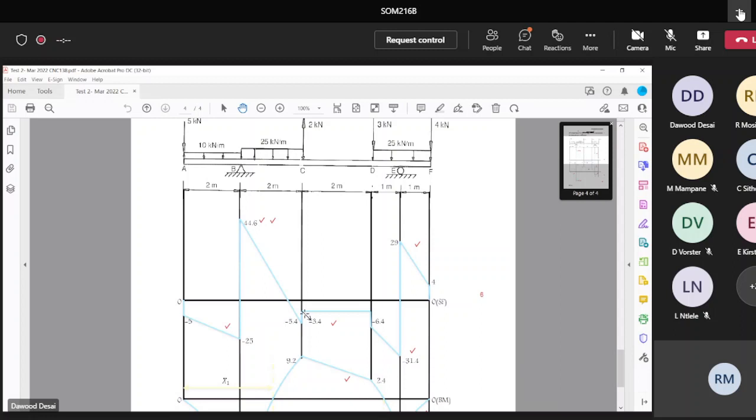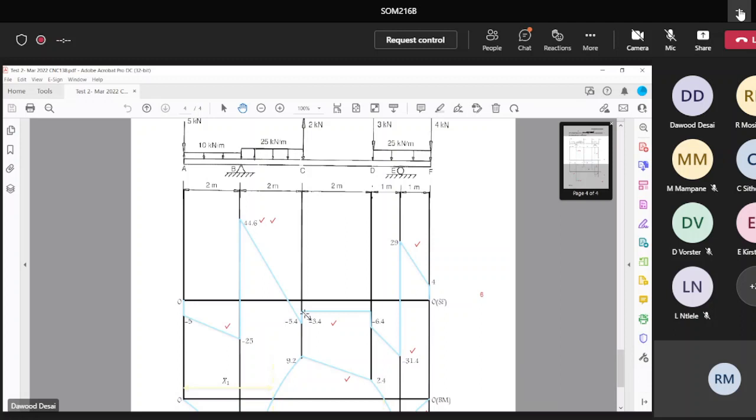Hang on, something is not right here. Where am I? Oh, sorry. It's 25 times 1, the UDL. We already went 3 down, so I'm here. DE is 25 times 1 is 25. I'm already minus 6.4 down. 6.4 minus 25 will take you to minus 31.4. Now at RE, the reaction up, you go up the reaction, which takes you to positive 29.